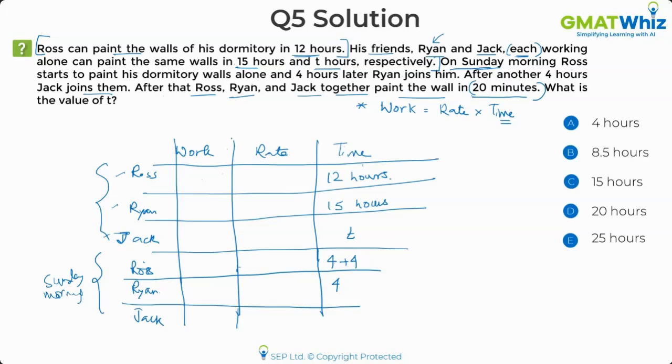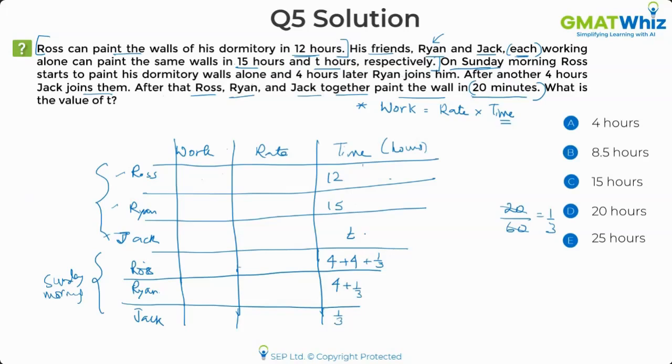So each of them after Jack joins are working for 20 minutes. And notice everything is in hours. In fact, you should write hours on top only so that you don't have to write it again and again. You can see 20 minutes is basically 1/3, right? So you can say each of them worked for 1/3 hour more.